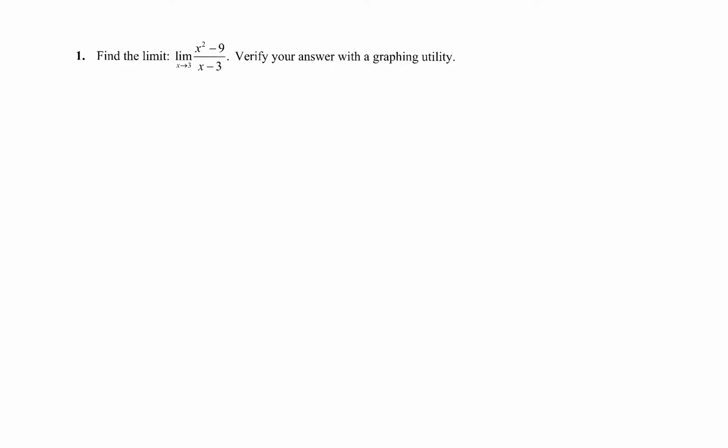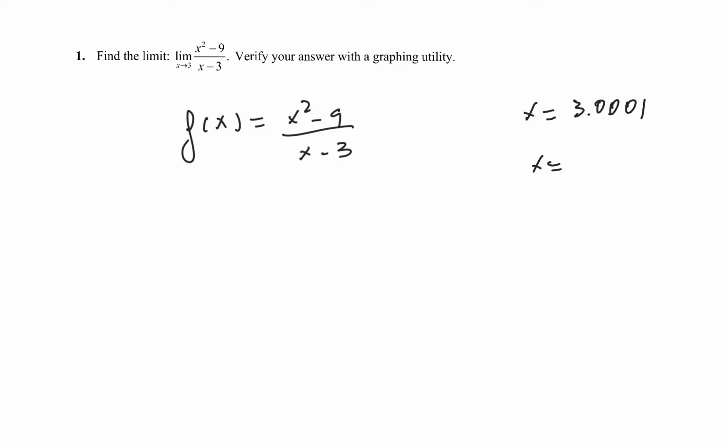So that means here there is a function, the function f of x. The function f of x is x squared minus 9 divided by x minus 3. When x is 3, the function is not defined. But when x approaches 3, let's say 3.0001, the function is defined and has a value. When x approaches 3 from the left side, x is 2.9999, the function has a value.